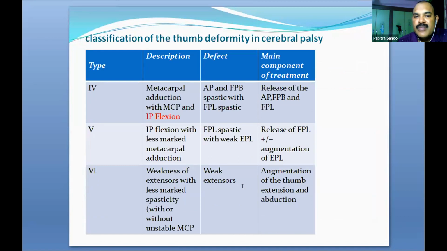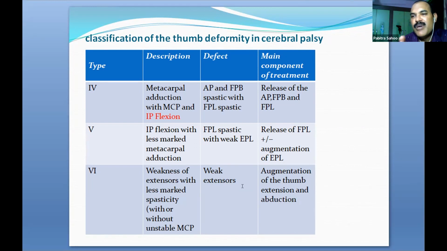Type 4. Type 4 is type 2 along with IP flexion. So metacarpal adduction, MCP flexion along with IP flexion. Type 2 plus IP flexion is the type 4. So IP flexion means the FPL is also tight. So you need to release adductor pollicis, flexor pollicis brevis, and flexor pollicis longus. That is type 4.